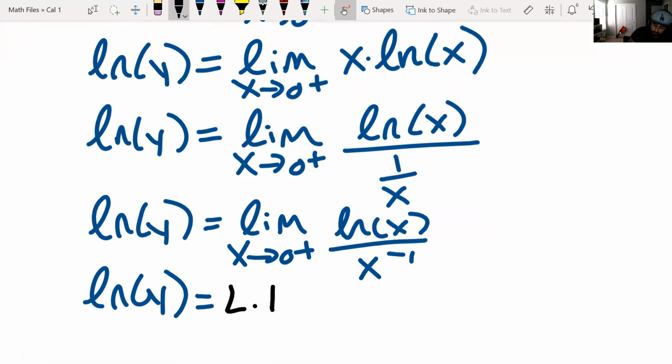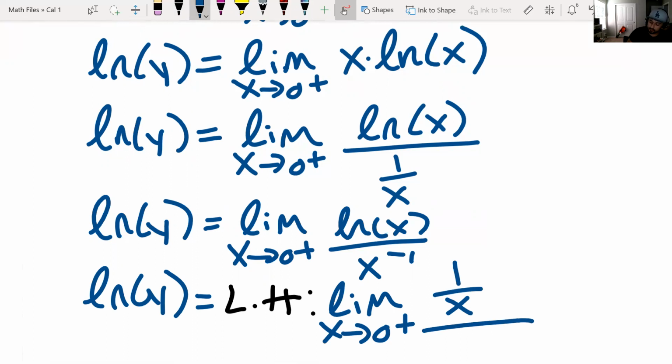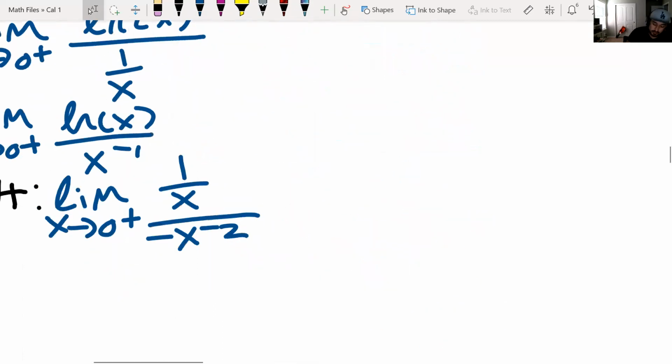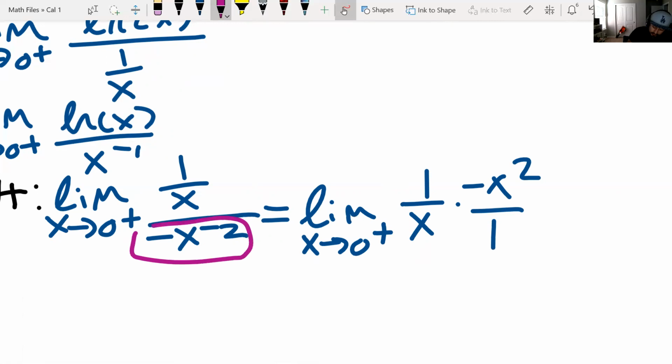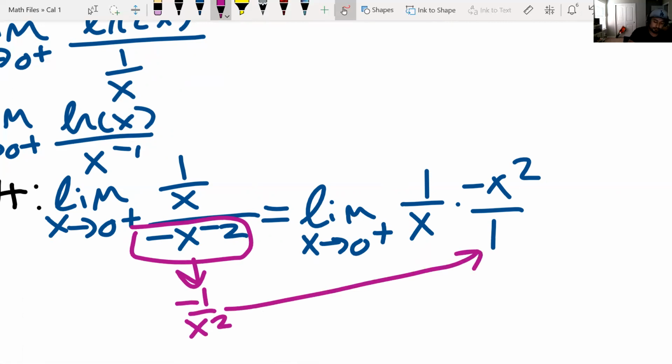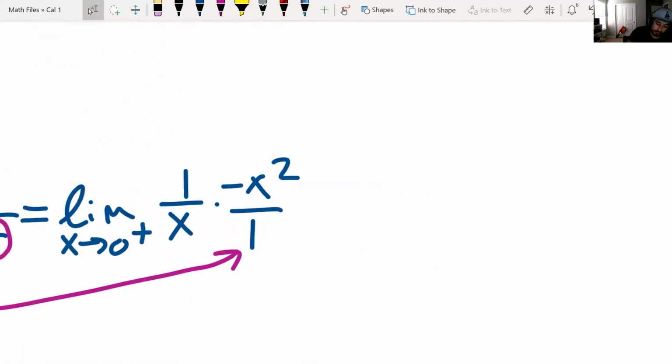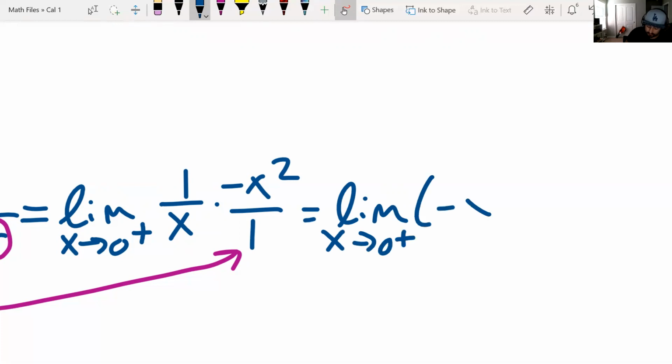So right here, L'Hopital's coming. The limit as x approaches 0 from the right of 1 over x over negative x to the negative 2. Clean this up some more. I'll just work on this side. I'll say the limit as x approaches 0 from the right of 1 over x times negative x squared over 1. Remember that this part is the same as negative 1 over x squared, which then becomes that. Cancel, cancel, and we get the limit as x approaches 0 from the right of negative x.